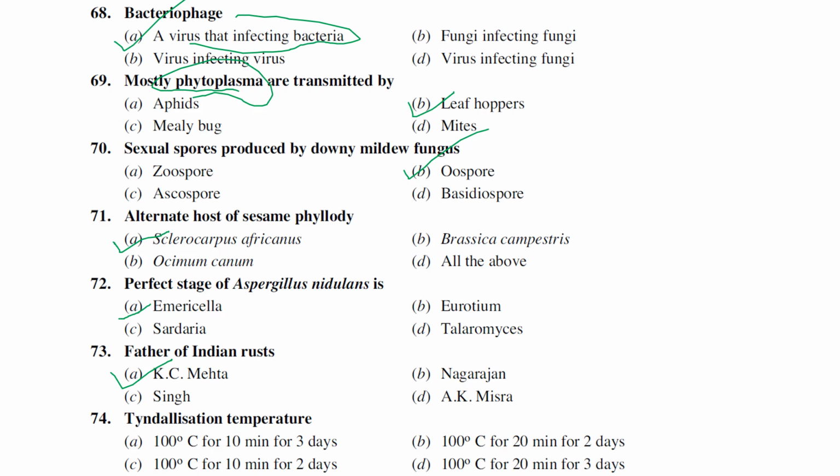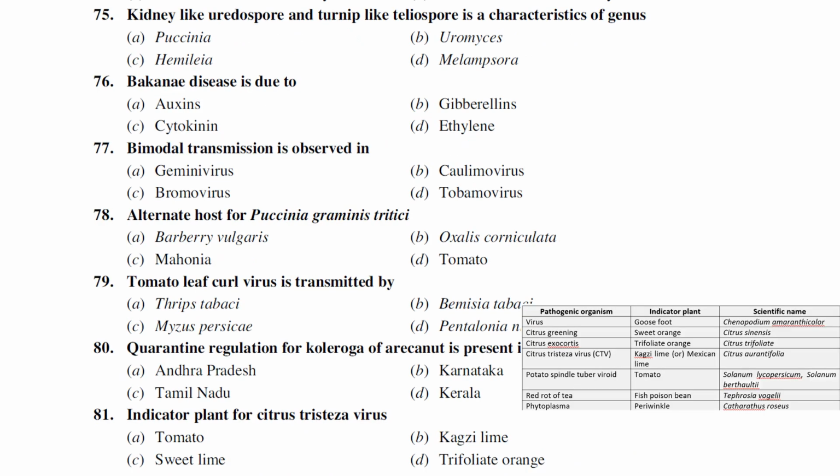These endospores are highly resistant and can survive up to 100 degrees centigrade. There is a special technique for the killing of these endospores known as tyndallization. It was developed by John Tyndall. Robert Koch and John Tyndall individually discovered this technique, but the credit goes to John Tyndall because he is the one who first discovered it. So the tyndallization temperature is 100 degrees Celsius for 20 minutes for 3 consecutive days. Next one, kidney shaped urediospore and turnip shaped teliospore are the characteristics of the genus Hemileia.